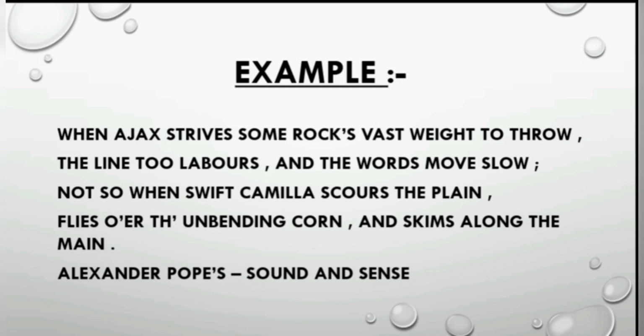The first word is strives. Strives refers to movement or force. Then there is vast weight. Vast weight refers to size. So you can witness now that these examples not only relate to sound but much more. Similarly, move slow shows direction and swift shows movement. So it is a much broader approach to onomatopoeia in that way.